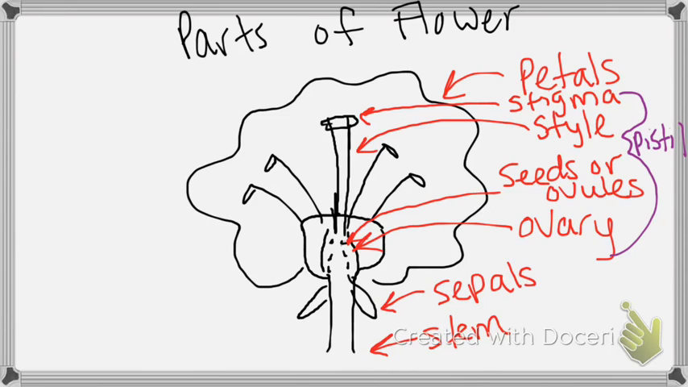P-I-S-T-I-L. Okay? So all of the female parts together are called the pistil. All right? Now, over here, these other little things that are going down into the plant are going to make up the male part of the plant.